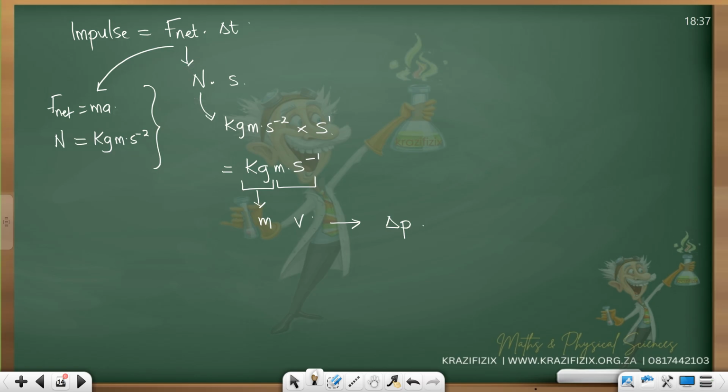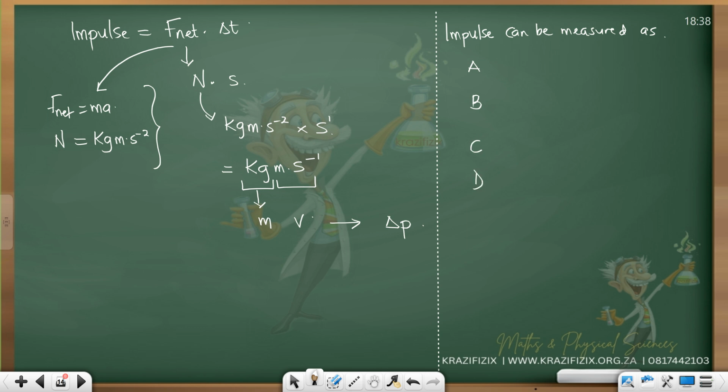The beauty of maths and physics together. So an examiner can play around with you. This is how they'll ask you, so that you say, what are we doing? Is it necessary? Impulse can be measured as A, B, C, and D.